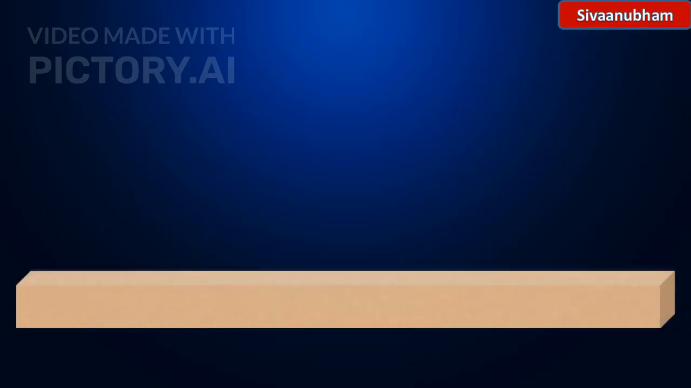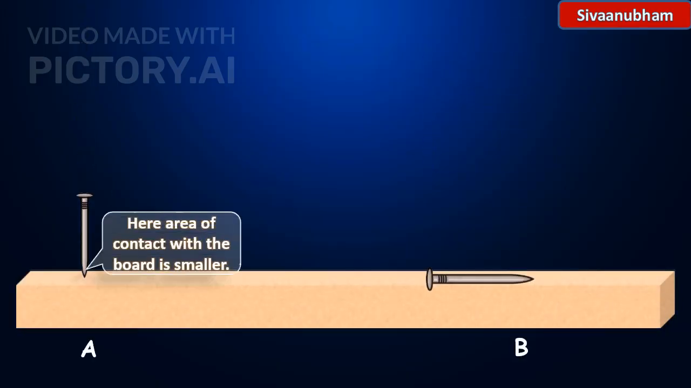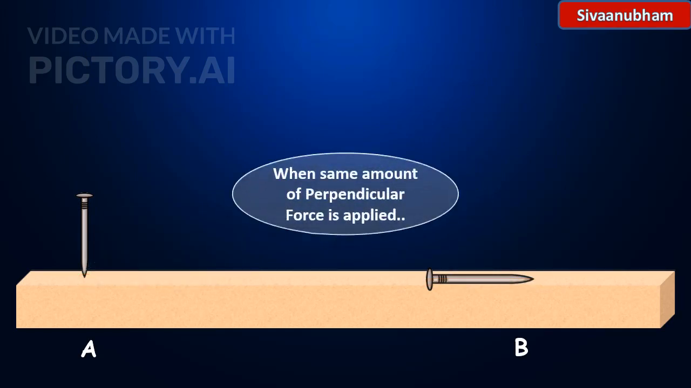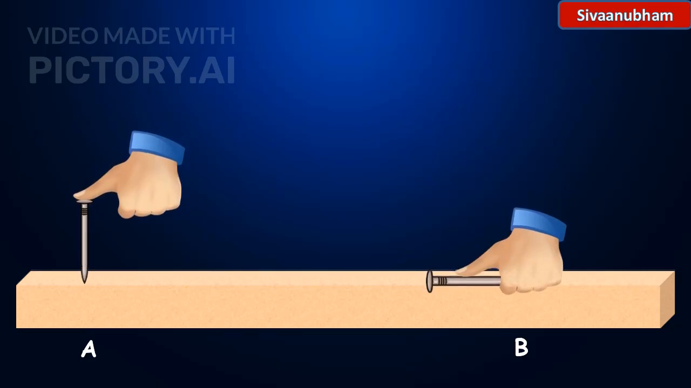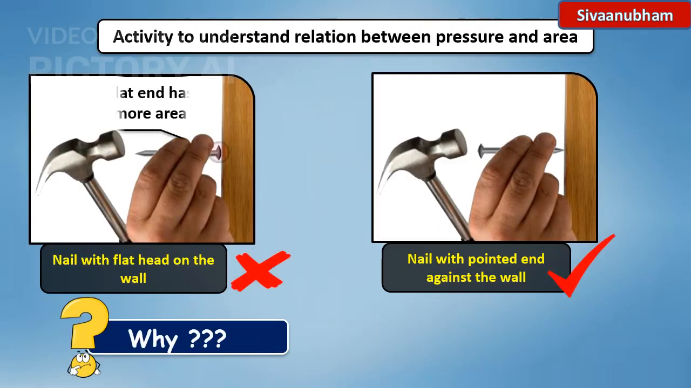Pressure is defined as the force applied per unit area. When force is applied perpendicular to a surface, the pressure depends on the area over which the force is distributed. Understanding this concept helps us grasp how pressure varies with changes in area. The relationship between area and pressure is inversely proportional.